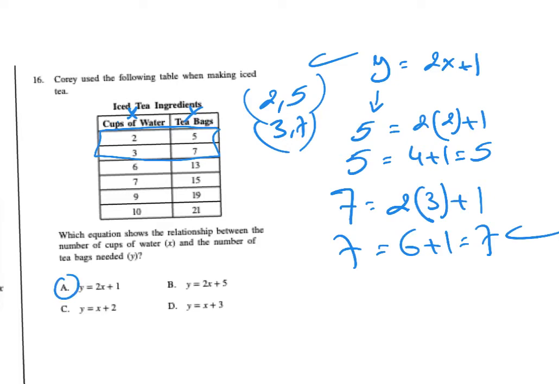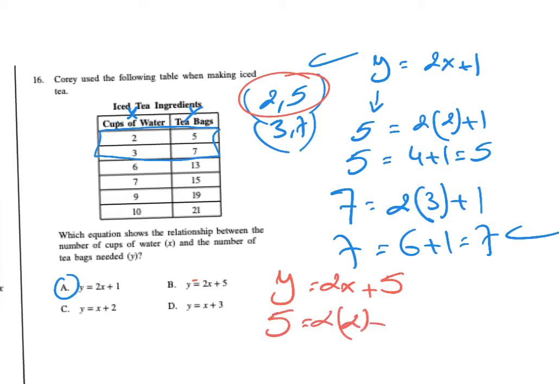Now, if you choose, for example, B, it will be wrong. Why? Because, for example, let's suppose B is Y equals 2x plus 5. Let me choose the 2 and 5 here. So if Y is 5 and x is 2, I will get 2 times 2 is 4, 4 plus 5 is 9. Well, 5 is different than 9. Definitely B is wrong. And the same thing will be with C and D. If you plug them here, it's not going to make this equation correct. And that's why the correct equation will be A.